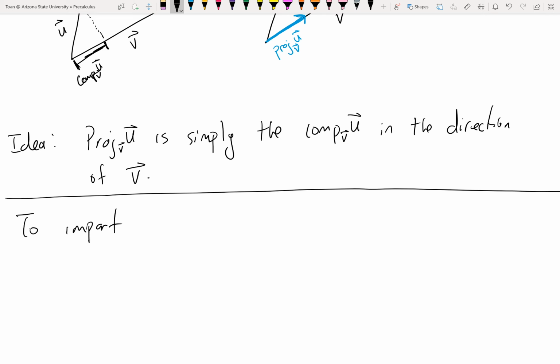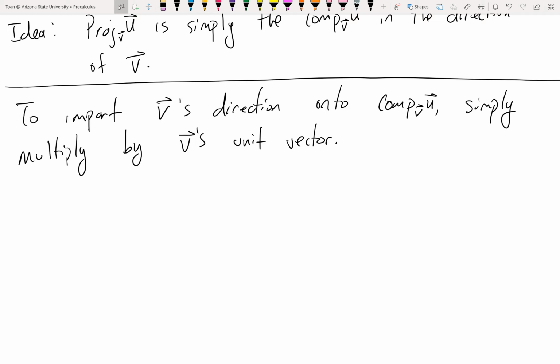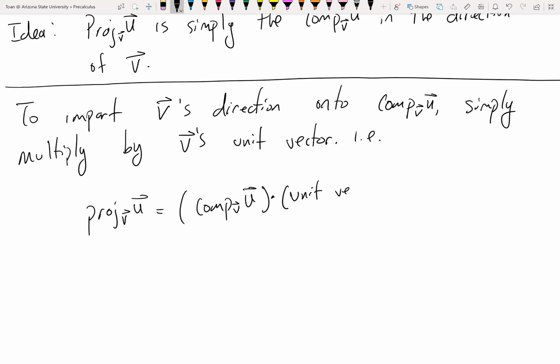To impart vector v's direction onto the component of u along v, simply multiply by v's unit vector. That is the sole job of a unit vector, to impart the direction without finagling the magnitude. In other words, the projection of u onto v is simply the component of u onto v times the unit vector in v's direction.